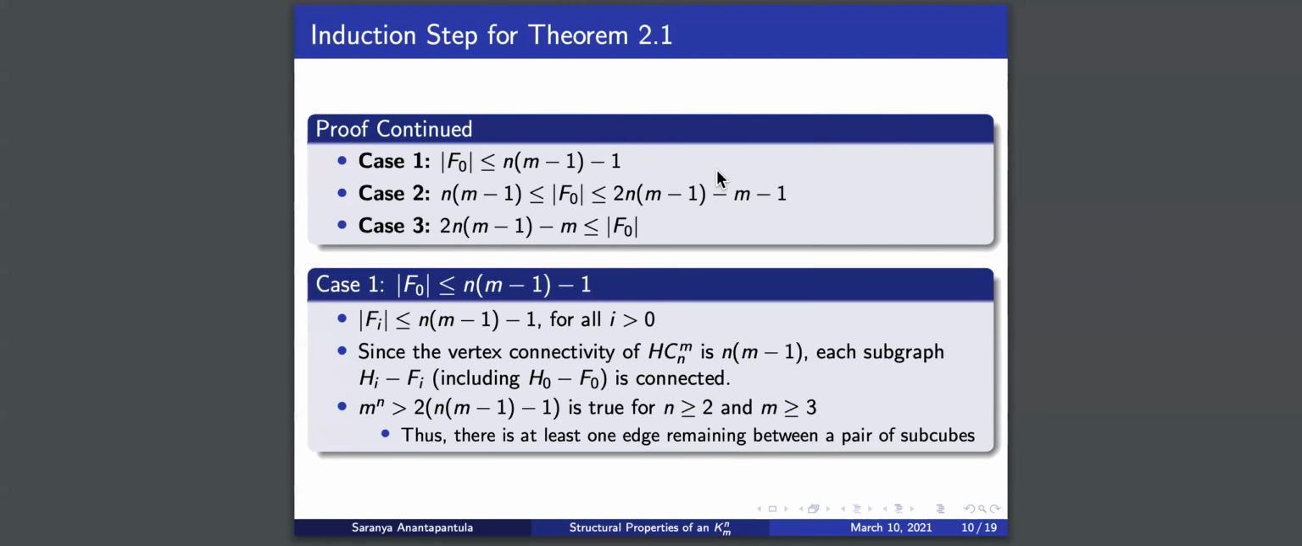So in case 1, since the size of f of 0 is less than or equal to n times m minus 1 minus 1, and the vertex connectivity is n times m minus 1 of a regular HCMN graph, the subcubes themselves are connected. A pair of subcubes has at least one edge between them, because the maximum number of vertices we delete in these two subcubes is less than the number of edges between the subcubes, so the resulting graph is connected.